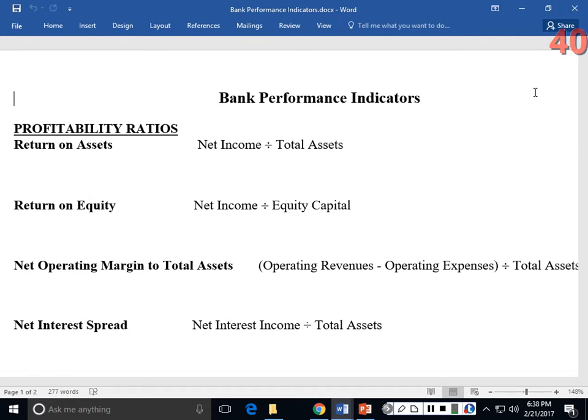No. Net, the word net, means you're going to subtract one from the other. So net non-interest income is going to be non-interest income minus non-interest expense.